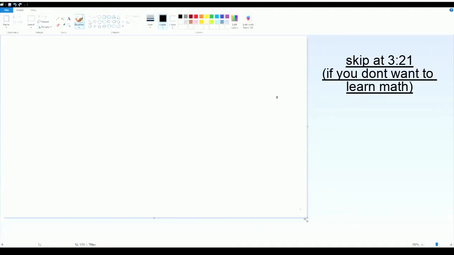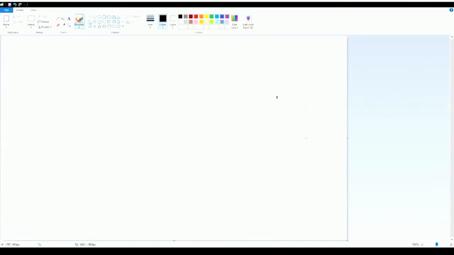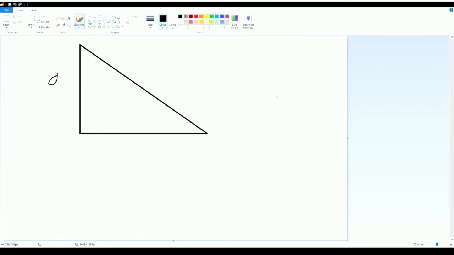Okay then guys, I am not kidding. I am actually doing this. This is called an adjacent. Let's just say that the adjacent is how far you are from the block that your enemy is on. This is how high your enemy is. It's called the opposite. Sorry for bad handwriting, and this is the adjacent.